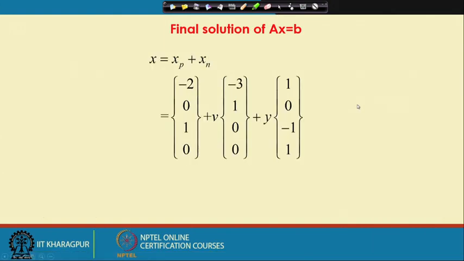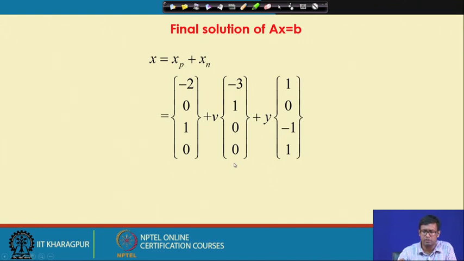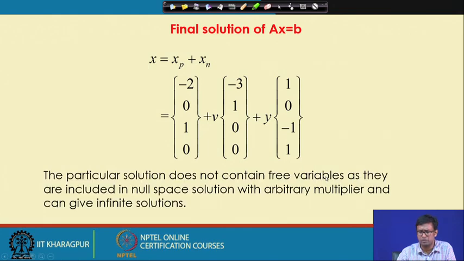And the final solution will be the particular solution plus the null space solution, x_p plus x_n. So, [-2, 0, 1, 0] plus v into [-3, 1, 0, 0] plus y into [0, -1, 0, 1] will be the final solution. The particular solution does not contain any free variable, as they are included in the null space solution with arbitrary multipliers. The entire solution depends on different values of v and y. So, we do not need to find out v and y in the particular equation.